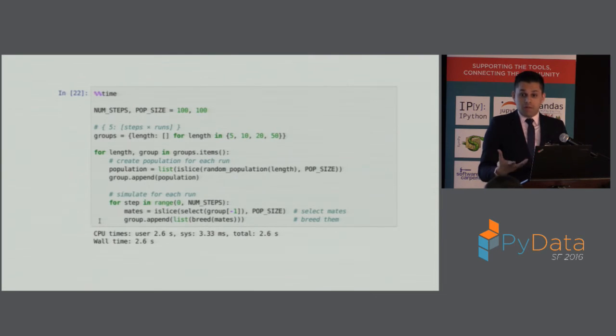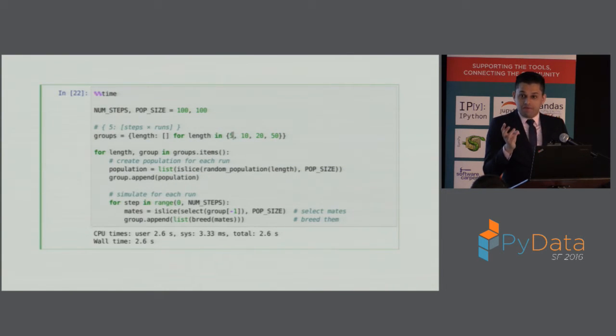We need to put this into some top-level simulation code, so we'll determine the number of steps that we're going to run our simulation for, the population size for each of the populations, the sizes of each of the chromosomes, so we'll look at 5, 10, 20, and 50 bits in length, and then we just need to run this in a loop, taking the previous population, breeding it, creating the new population, and so on. So we run this in a loop, we can see we create the new population for each run, then we just mate that population and append it.